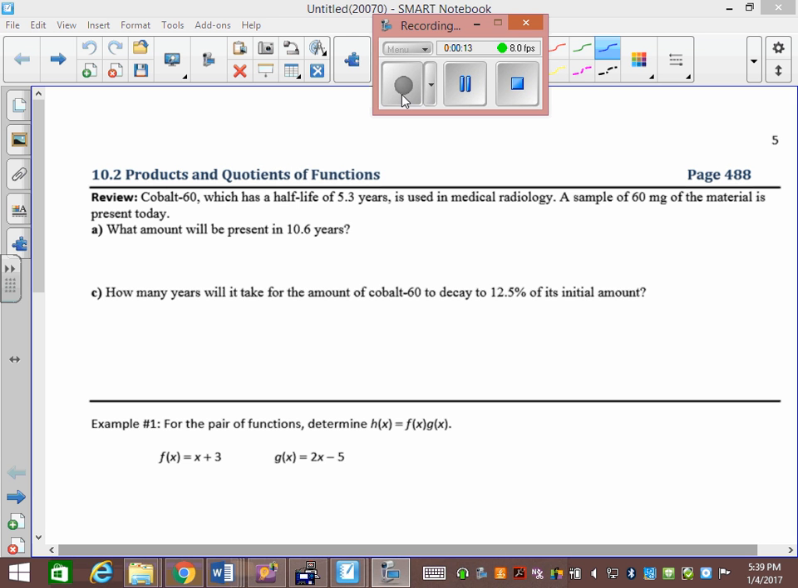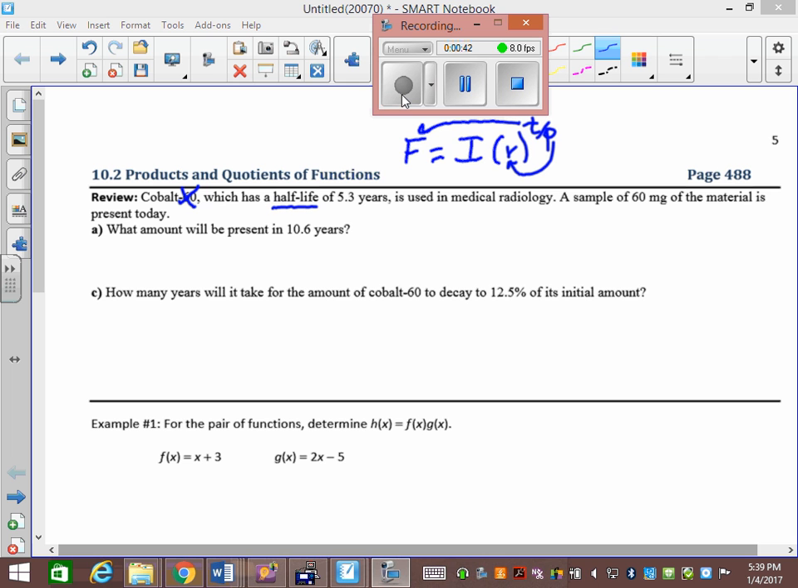Cobalt-60, which has a half-life of 5.3 years, is used in medical radiology. A sample of 60 milligrams of the material is present today. What amount will be present in 10 years? Remember, it has half-life. So because of the word half-life, we're going to use final equals initial times your rate to the T over the P. T is the time it takes to reach the final amount, and P is the period, the time it takes for it to half, double or triple.